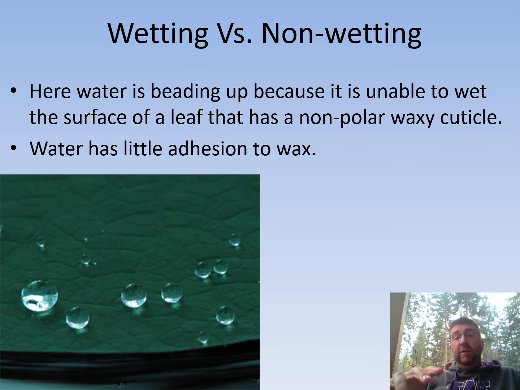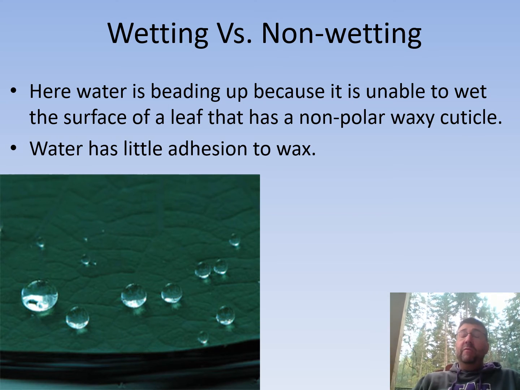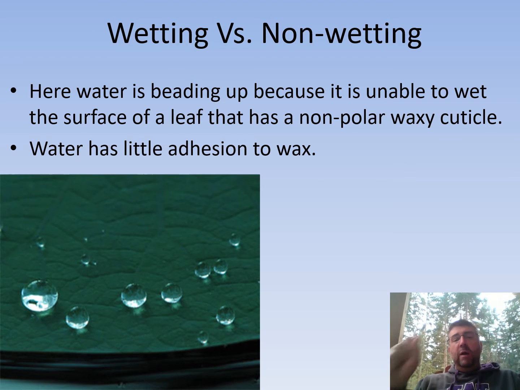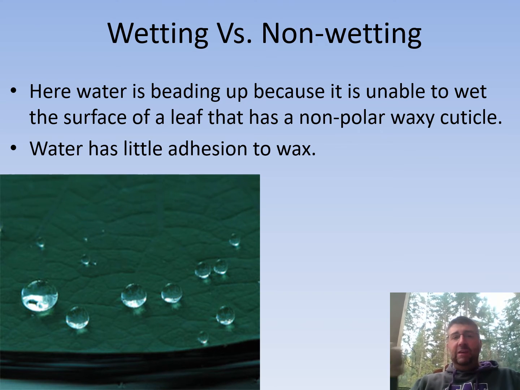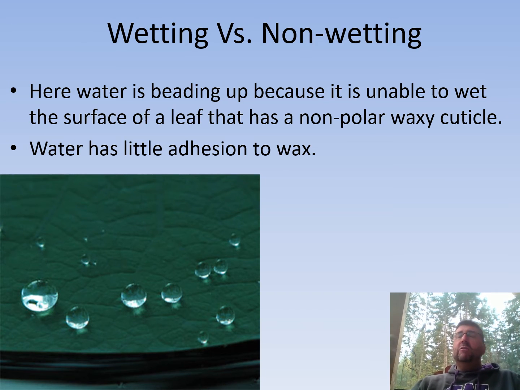On the other hand, here's an example of a non-wetting substance. So in this case, it's water, which typically does wet a lot of things. Water has typically very good adhesion to surfaces, but this water is on a leaf that has a thick waxy cuticle. So it has a non-polar waxy substance on its leaf, and so when the water droplets hit that leaf, they bead up and they roll around without ever sticking to it. So we would say that water is non-wetting to wax. Water may be wetting to glass, but it's non-wetting to wax. And so it really depends on the combination of the two substances.